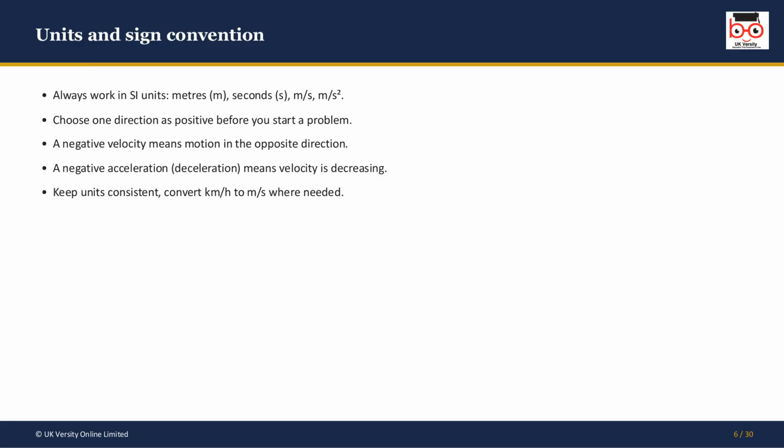A few habits will save you a lot of trouble. Always work in SI units, that's meters, seconds, meters per second, and meters per second squared. Before you start a problem, pick one direction to call positive and stick with it. A negative velocity then simply means motion the opposite way, and a negative acceleration means the velocity is decreasing. And do keep your units consistent, converting kilometers per hour into meters per second whenever you need to.